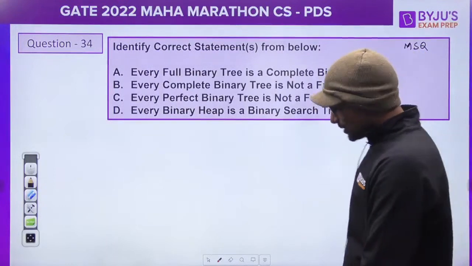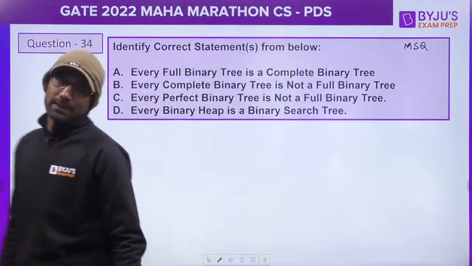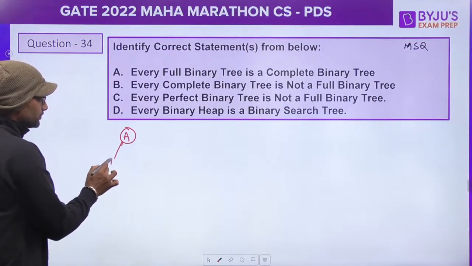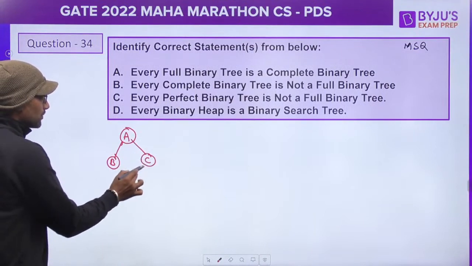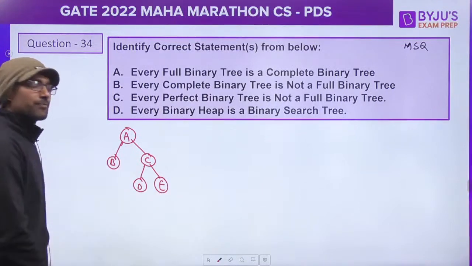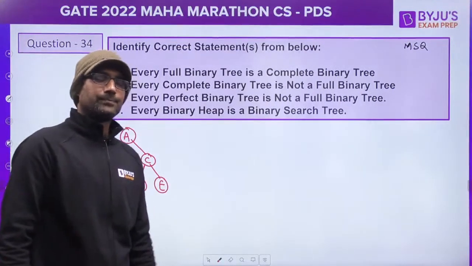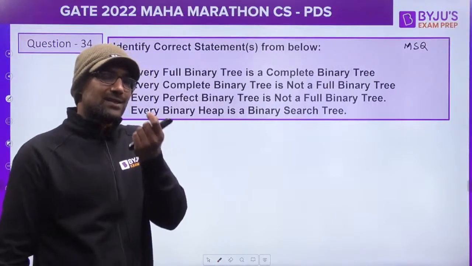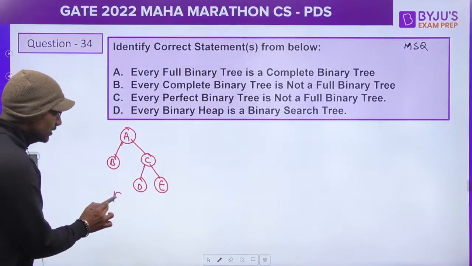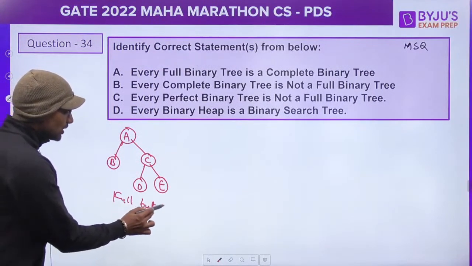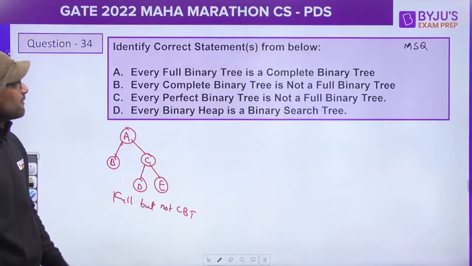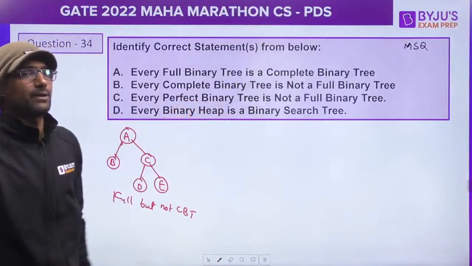Okay, so every full binary tree is a complete binary tree. I will draw one full binary tree. It is a full binary tree because full means either 0 children or 2 children. So it is a full binary tree but not a complete binary tree. But the first statement says every full binary tree is a complete binary tree. No.